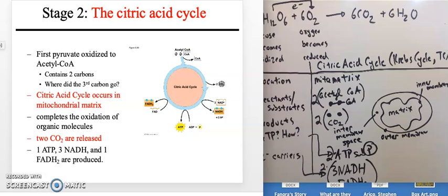So if I tell you the citric acid cycle makes 3 NADH per turn, how many NADH will we get from 5 glucose molecules? All right, well, let's think about that. 5 glucose molecules will make 10 pyruvates and 10 acetyl-CoAs, so that would make 30 NADH.